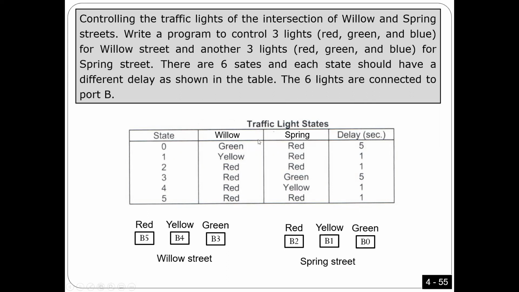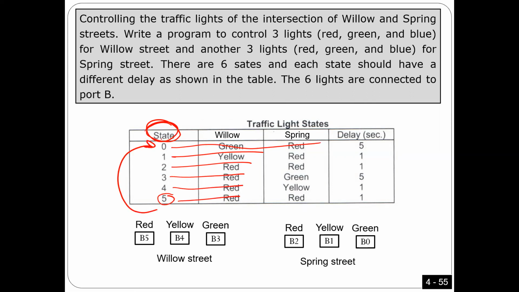Given that I need, it's like you have states here. It's like you have different states. This is state 0, state 1, state 2, state 3, state 4, state 5. After state 5, I have to come back to state 0 again, right?